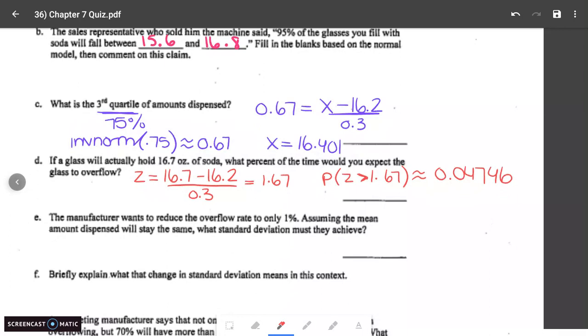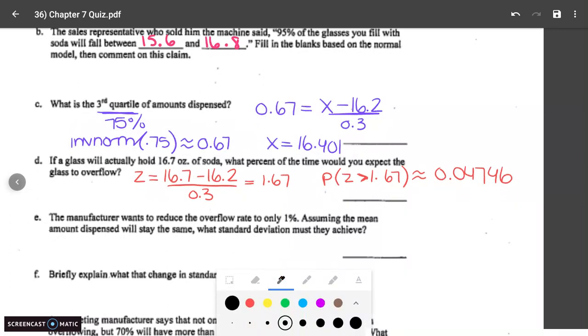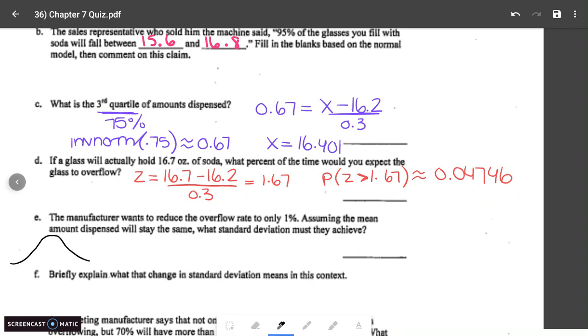Now in part E, the manufacturer wants to reduce the overflow rate, only by 1%. Now again, remember, overfill is probably to the right of what I'm thinking of here. So if I had my curve, sorry about that, so we'd have that 1%, but this 1% is the overflows over here. So that means we're shading everything.